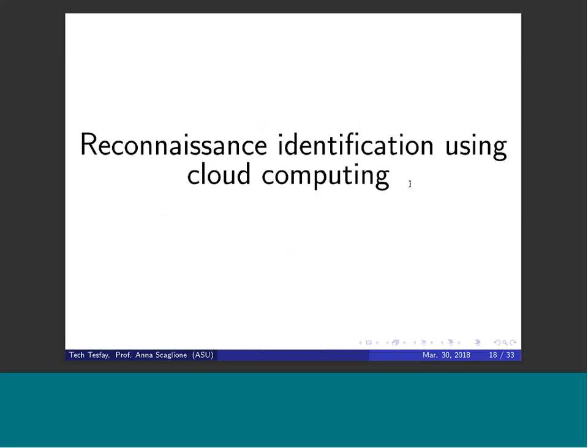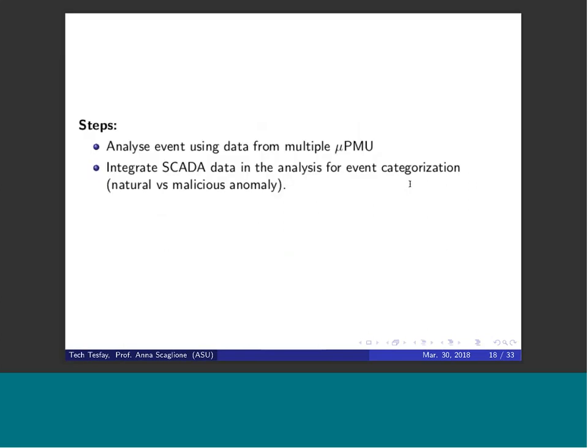So that was a case study for the fog computing part. And now I'll present to you reconnaissance identification on the cloud computing part.